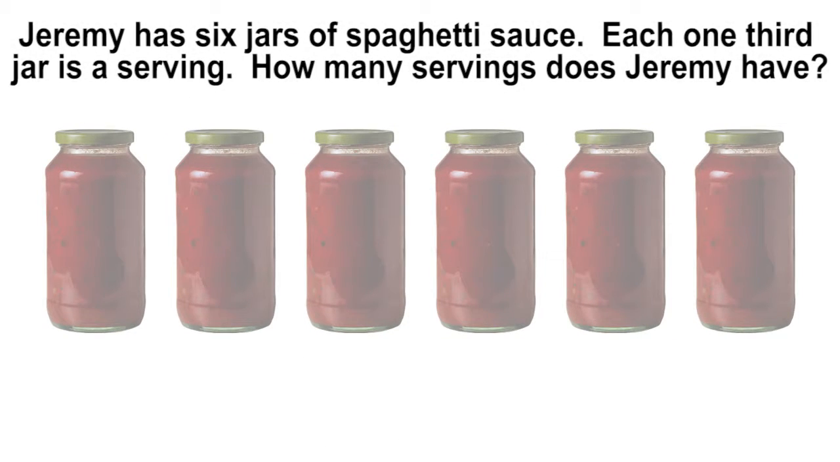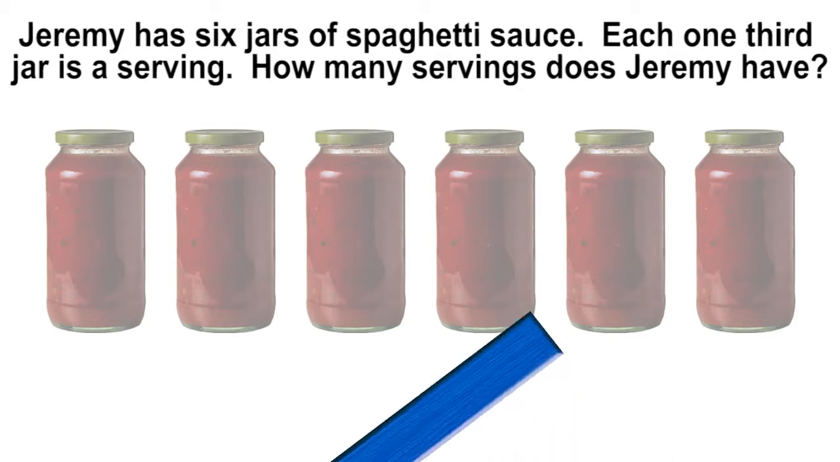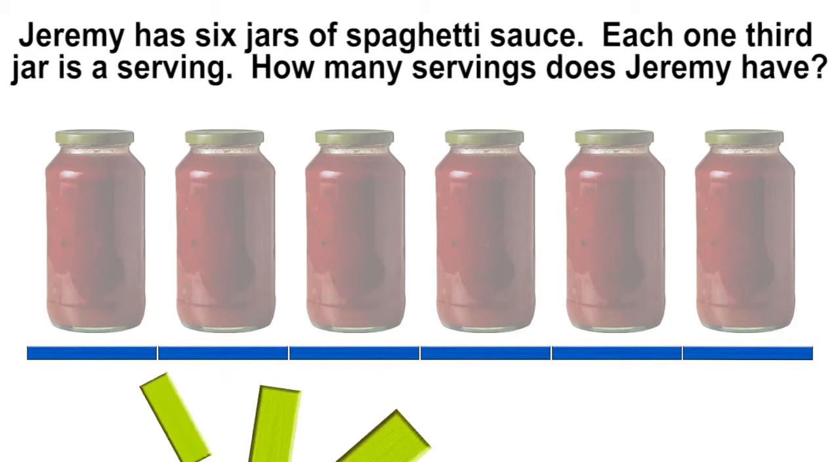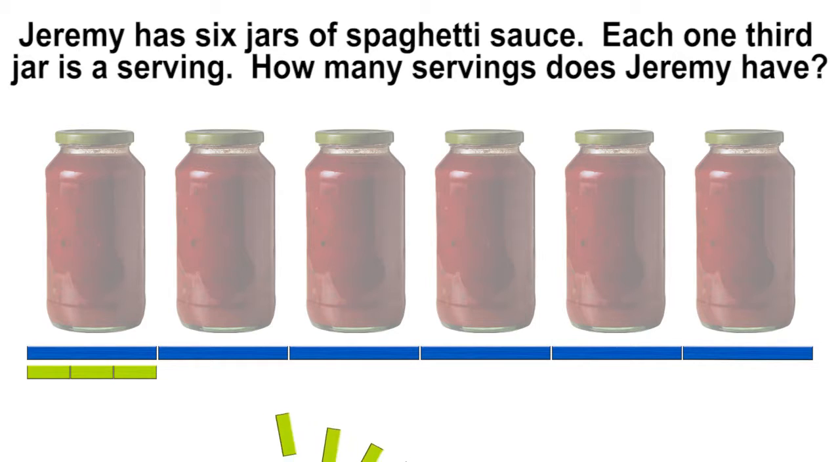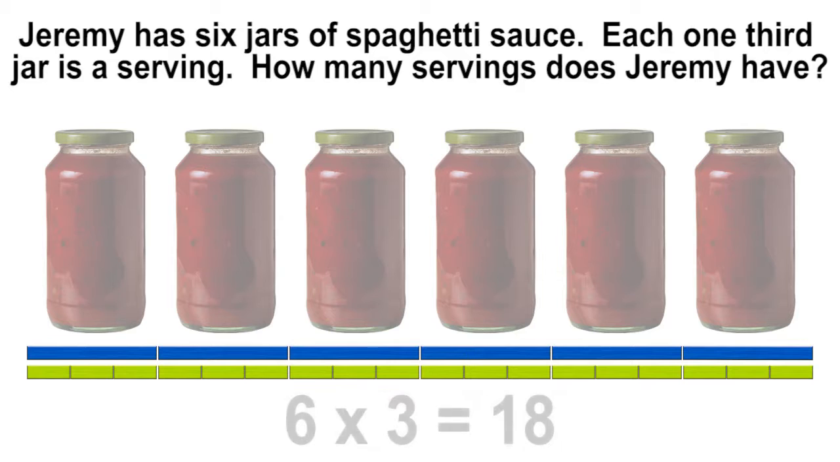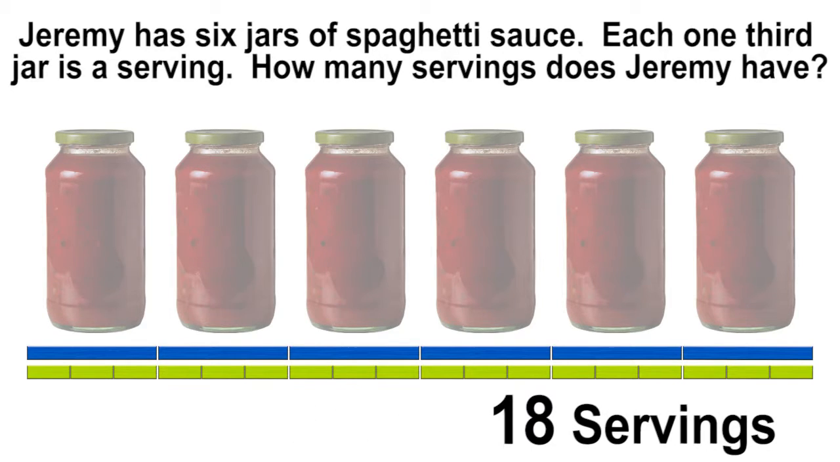Jeremy has 6 jars of spaghetti sauce. Each 1/3 jar is a serving. How many servings does Jeremy have? Let's choose a blue rod to represent each jar. Since 3 light green rods are the same length as 1 blue rod, we'll use the light green to represent 1/3 of the jar. How many light green rods will it take to make 6 blue rods? 6 times 3 equals 18. There are 18 1/3s, or 18 servings, in 6 jars. So in this case, Jeremy has 18 servings.